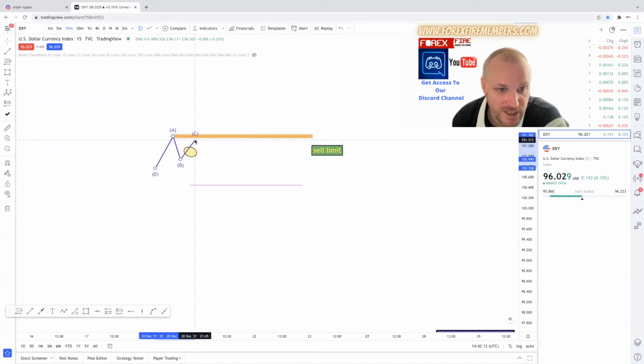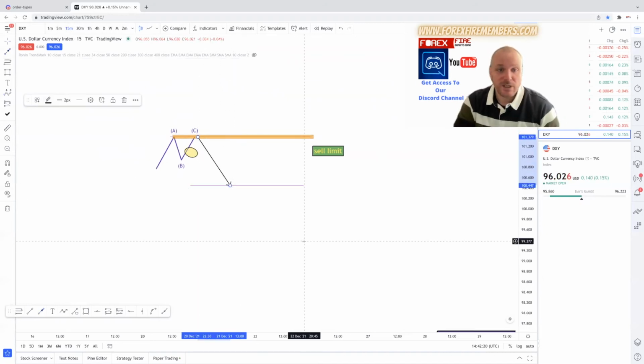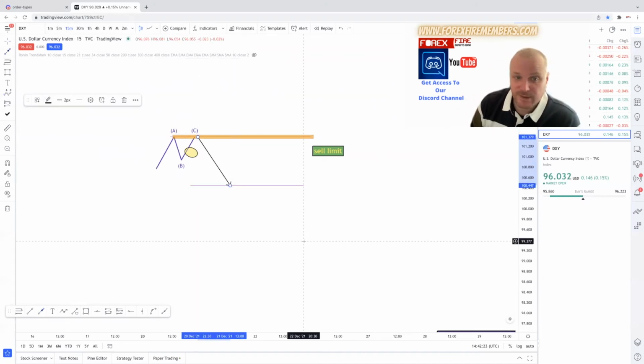We would make a pending order and it would be called a sell limit. We would wait for price to come up from where it currently is. As soon as it hits that area, we would then be in on the order to do the continuation down. That would be our sell limit order. So that's a sell limit order.